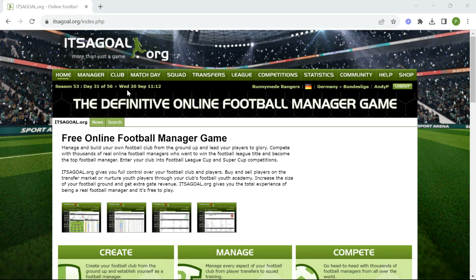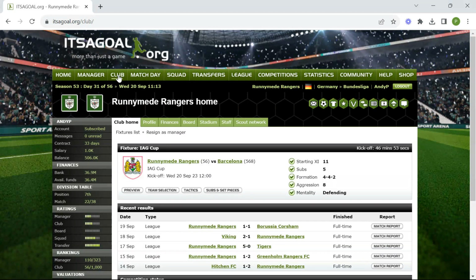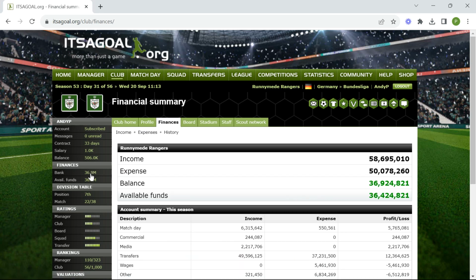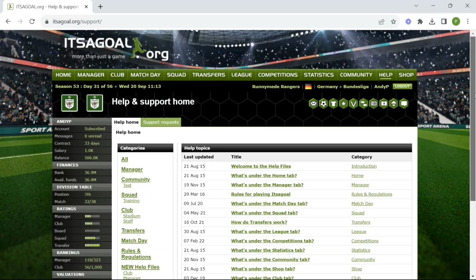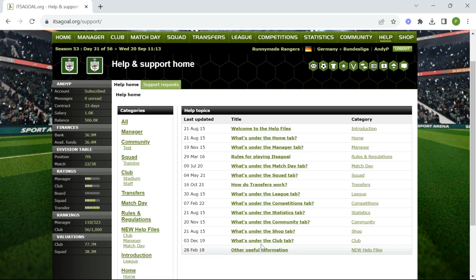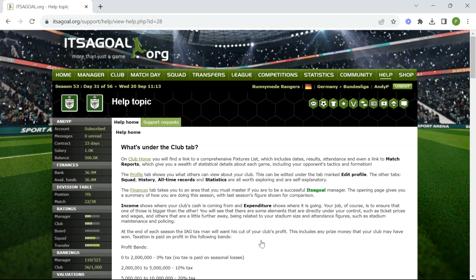Right, if we click the club page, then you can see that finances is the second tab, or you can always go to these figures here and just click on them, and that'll take you to the finance page. But you know the score, we always go to the help tab. So help tab, we're looking for what's under the club tab. Here we are, and let's get into it.